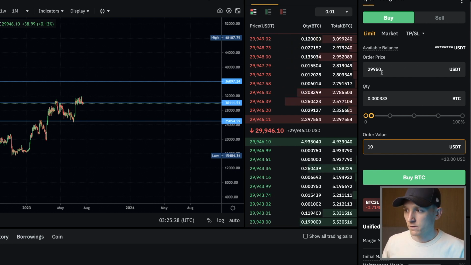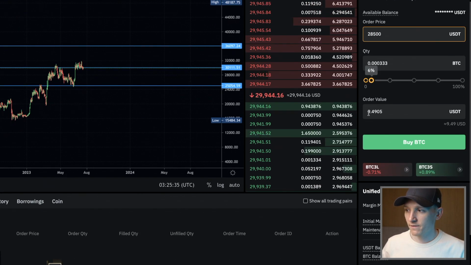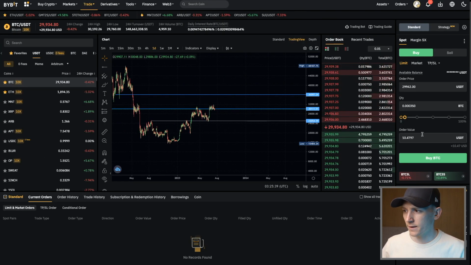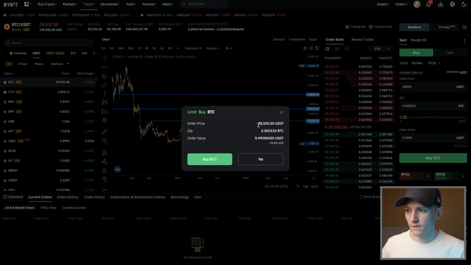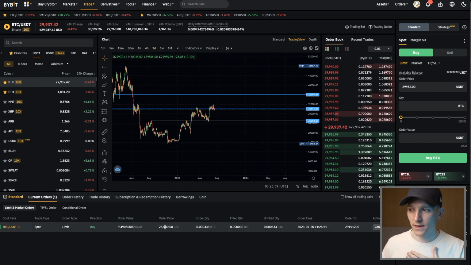So just to show you, I'm going to put 28,500 as a price that I want to trade at. Same amount, I'm going to put $10 worth. And what we're going to do is buy BTC at this level. So 28,500, press buy BTC. Order price is 28,500, the quantity and the order value, press buy BTC. What you can see is my limit order has gone in the system and it's just waiting there. My limit price is 28,500.